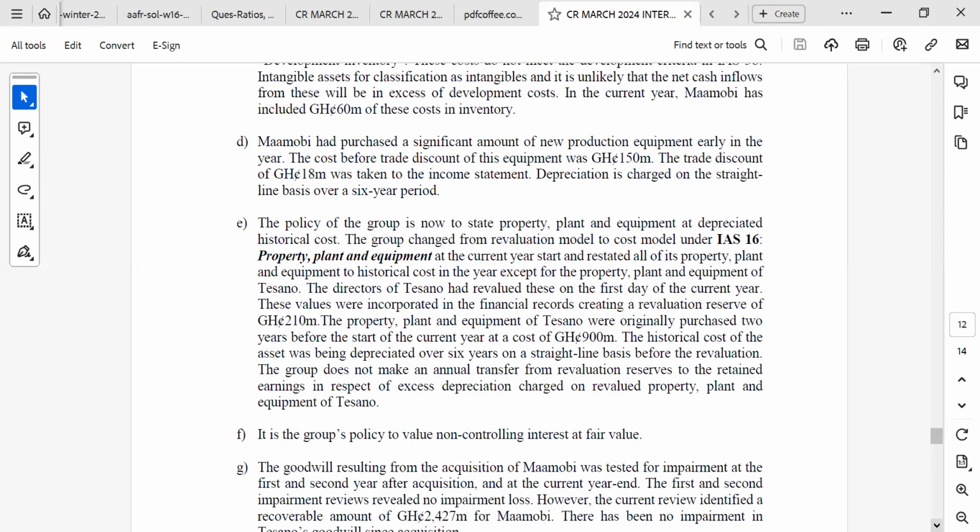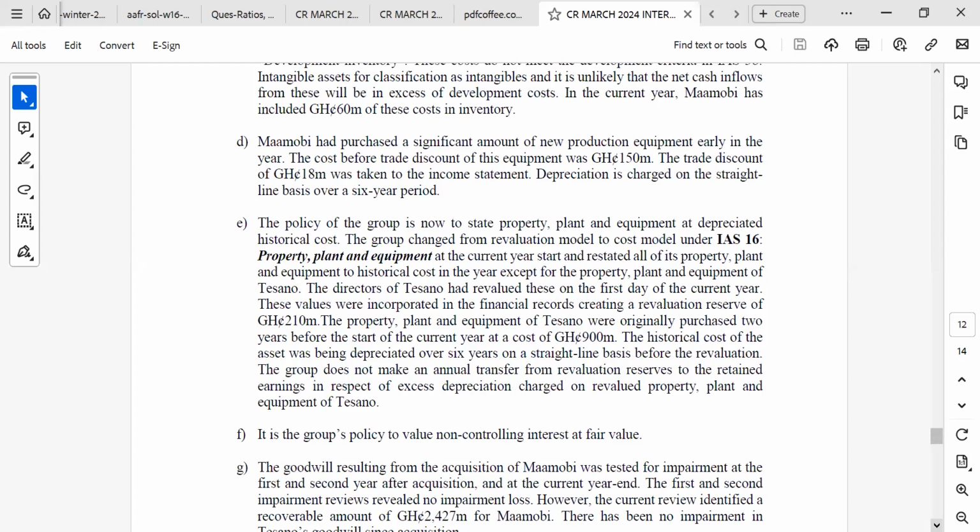This technically means that they are changing from revaluation model to cost model. The group changed from revaluation model to cost model under IAS 16 property, plant, and equipment at the current year starts. It's just the beginning of this year. Why are they giving the beginning of this year? Because they don't want you to stress yourself, because the adjustment is going to be plenty. So we are giving you only 1 year.